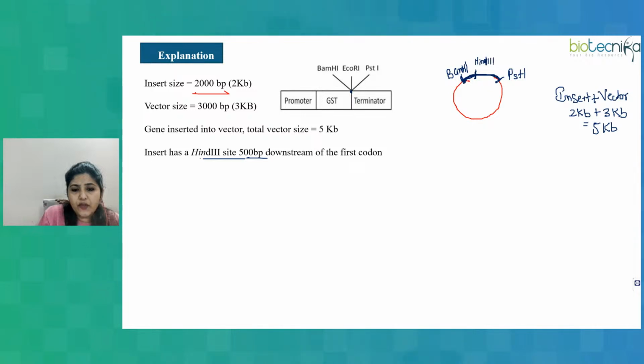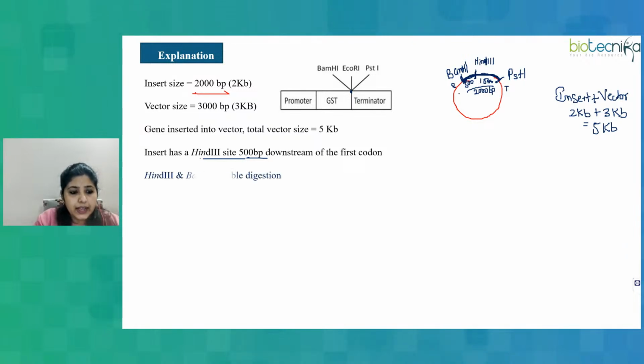The total gene is how many base pair? 2000 base pair. So if this is the region of the Hind3 site from the first codon, 500 base pair downstream, downstream means towards the 3' end. So here, the remaining portion will be how much? 1500, because 1500 plus 500 gives you 2000 base pair, right? The total gene is 2000 base pair, so I'm labeling it like this. And here you have the promoter region as mentioned over here, and the terminator region over here, and so on.